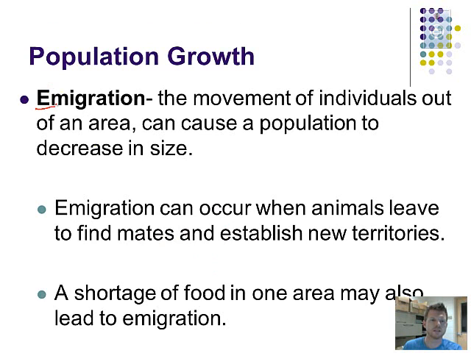Emigration, when I see this E, I think exit, and so this is individuals moving out. Emigration can occur when animals leave to find mates or establish new territories, or if there's a shortage of food or shortage of other resources, they have the option to move away and find new resources, or they're going to stay there, probably end up dying.